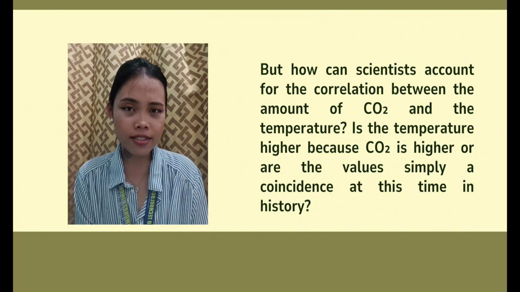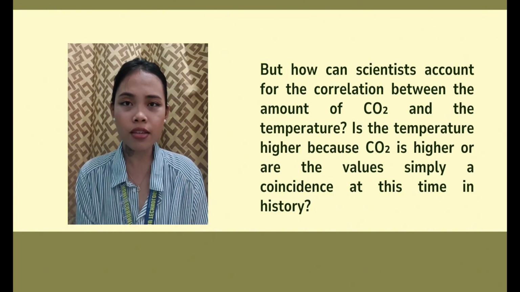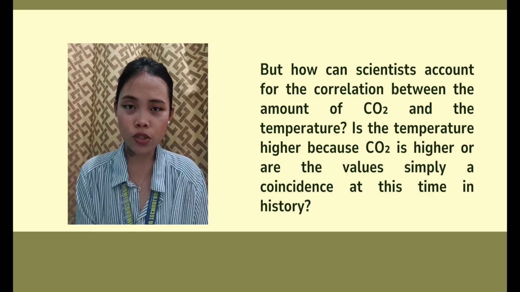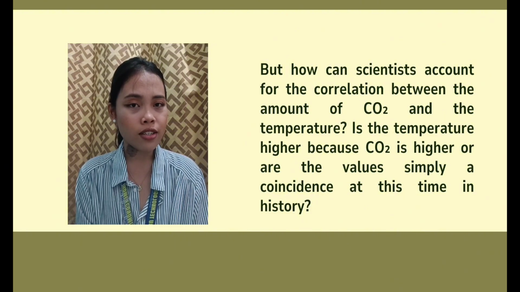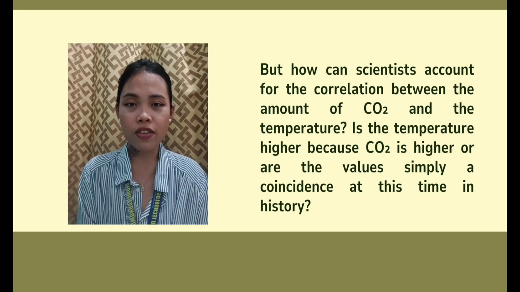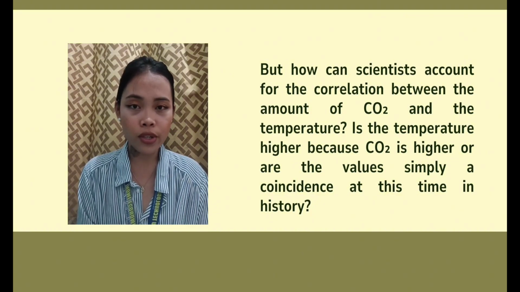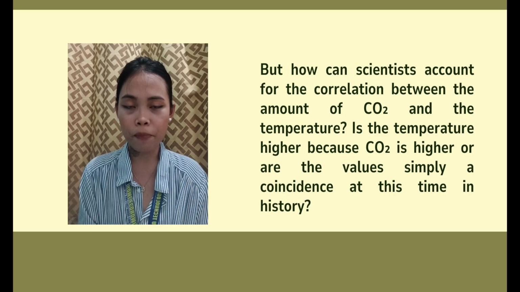But how can scientists account for the correlation between the amount of carbon dioxide and the temperature? Is the temperature higher because carbon dioxide is higher, or are the values simply coincidence at this time in history? To answer that, scientists use a combination of historical data, ice core samples, and modern measurements to demonstrate the correlation between carbon dioxide levels and global temperatures.